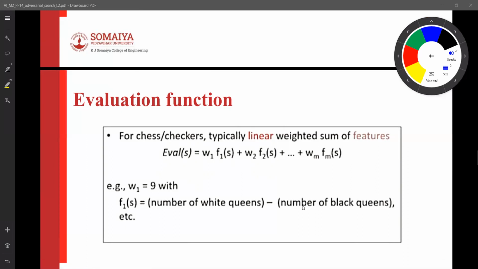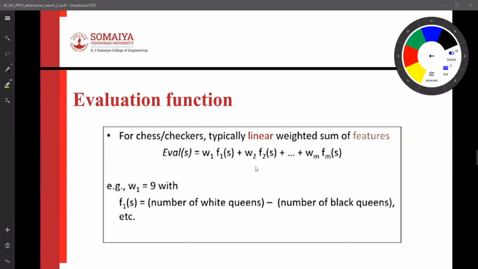Similarly, I am defining 50 features, 100 features, and my goal is to define the partial board configuration, and for each board configuration, what my evaluation function will be. So my evaluation function will be W1 times F1 of S, plus W2 times F2 of S, up to Wm times Fm of S. Now the question comes, what are W1, W2, and Wm?